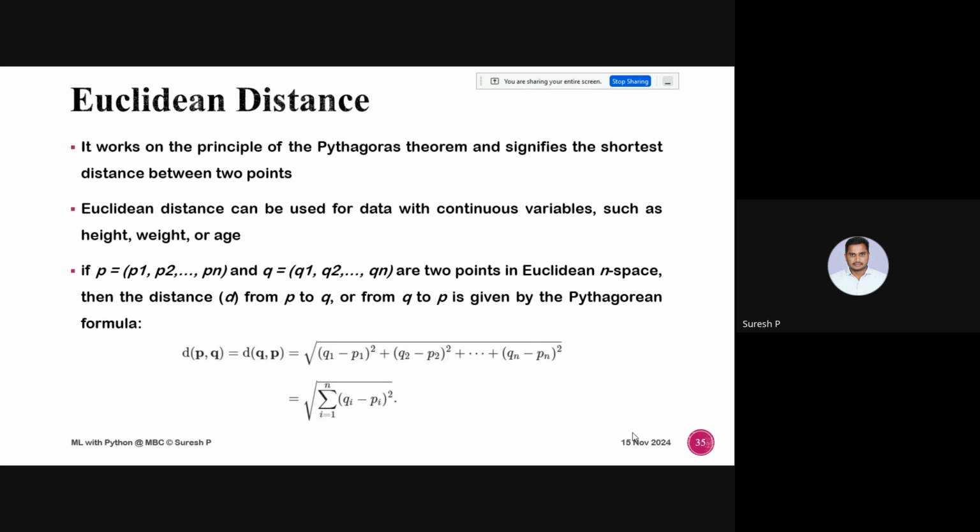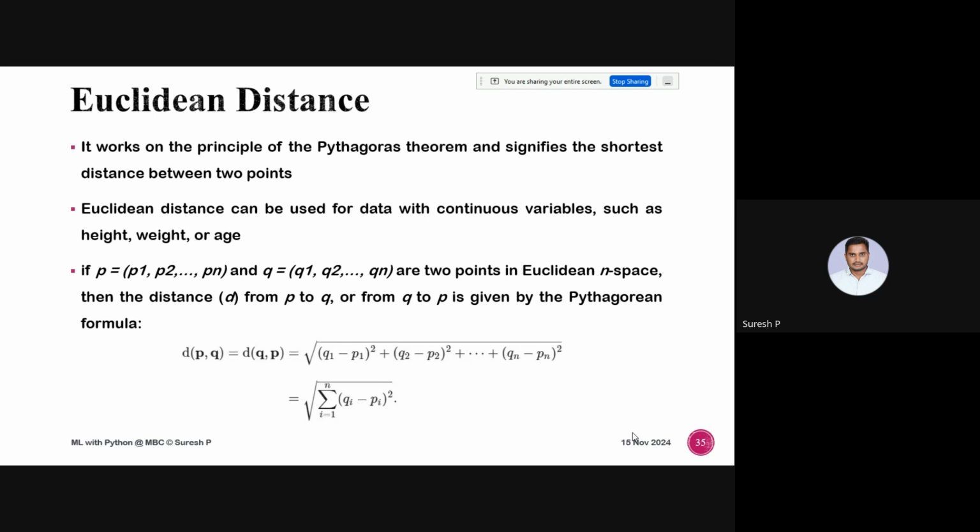So the distance d can be calculated between P and Q, or Q and P, using the Pythagorean formula, that is d of P comma Q or d of Q comma P. Both are the same, equal to the square root of (Q1 minus P1) whole square plus (Q2 minus P2) whole square plus (Q3 minus P3) whole square and (Qn minus Pn) whole square. That is, summation of i equals 1 to n of (Qi minus Pi) whole square. So this is the formula to calculate the Euclidean distance.